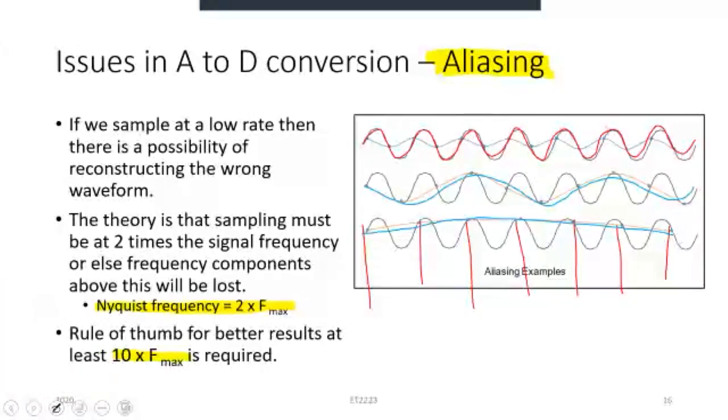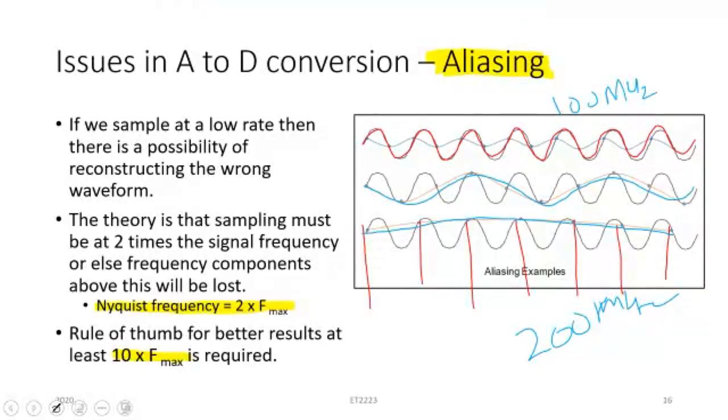Say, for example, if this signal is originally 100 megahertz, then our sampling rate should be at least 200 megahertz. So that is the basic idea to avoid the problem known as aliasing, where we get waveforms that are totally not representative of the original waveform. So we should have at least 2 times the frequency of the original signal as our sampling rate.